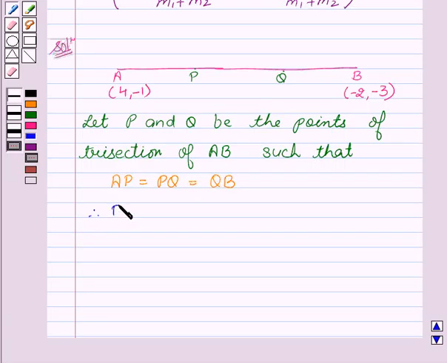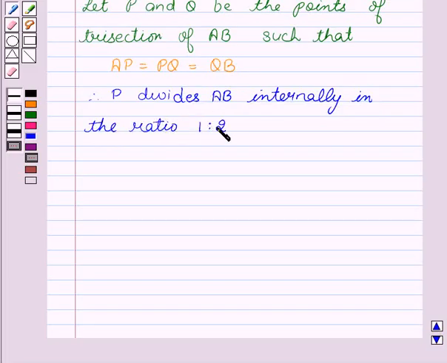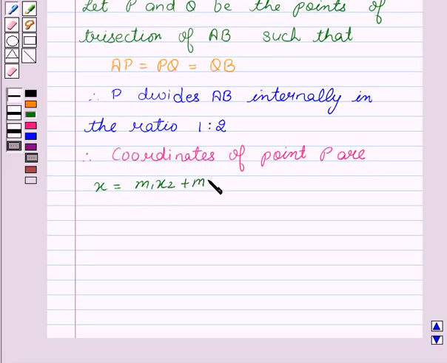Therefore, we can say that P divides AB internally in the ratio m1:m2. Therefore, the coordinates of point P are x equal to, we know that, m1 x2 plus m2 x1 upon m1 plus m2. Now here m1 and m2 are 1 and 2.